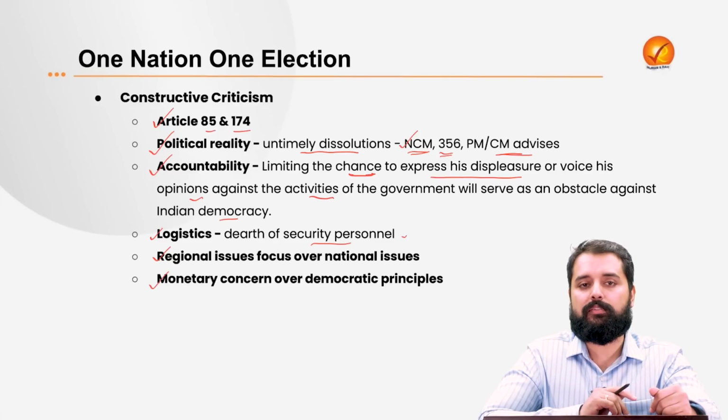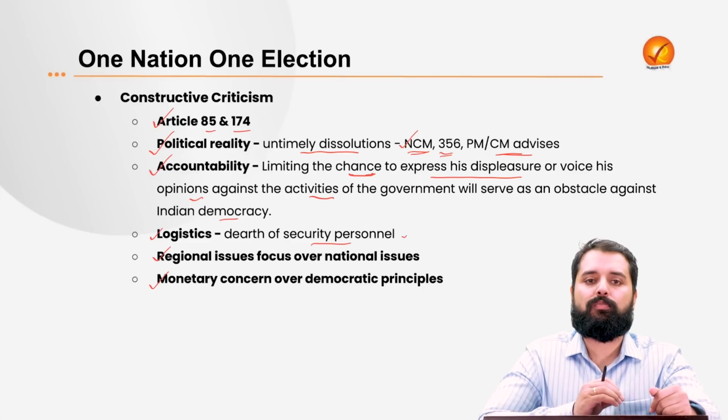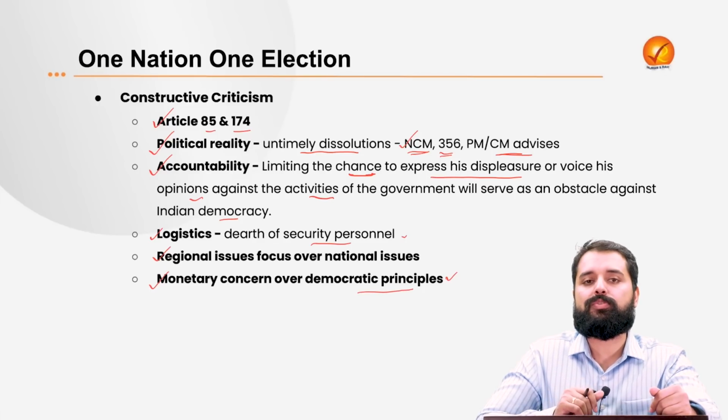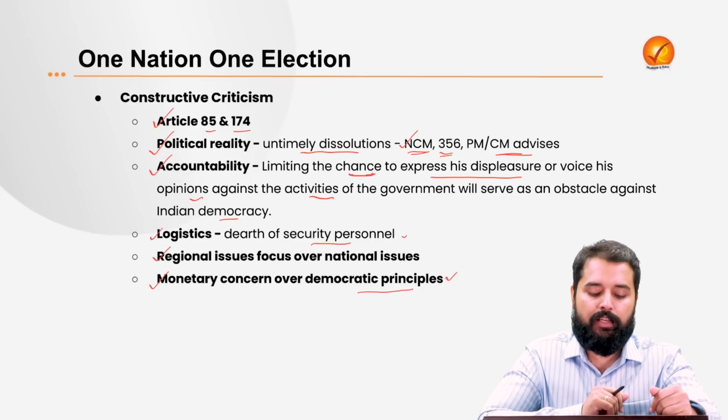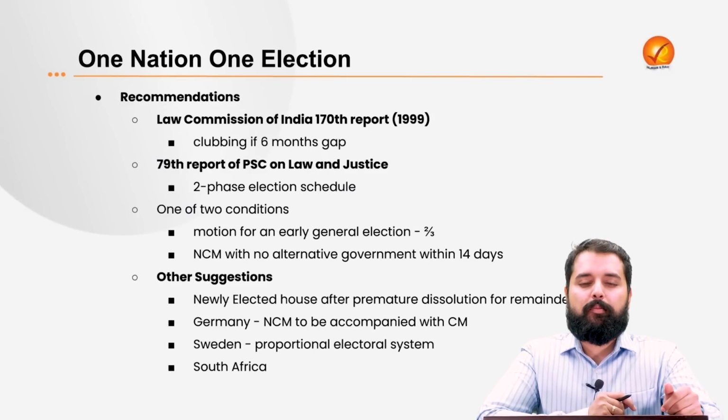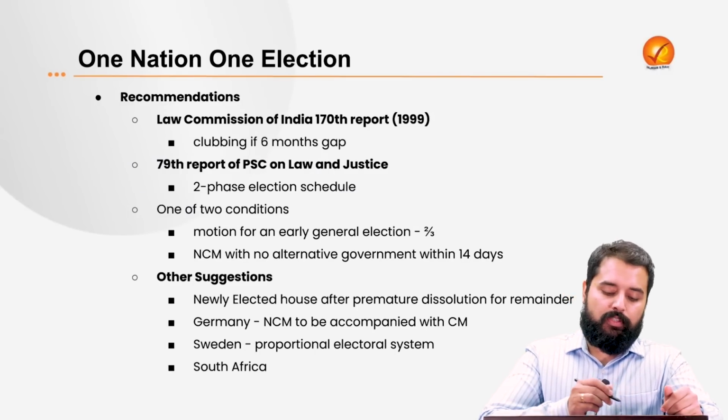And the monetary concern, that is the argument that simultaneous elections will cause lesser burden on the exchequer, does not have enough weight. That is, it cannot be prioritized over the democratic principles, over the constitutional mandate under Article 85 and Article 174. Now, what are some of the recommendations to solve this issue?